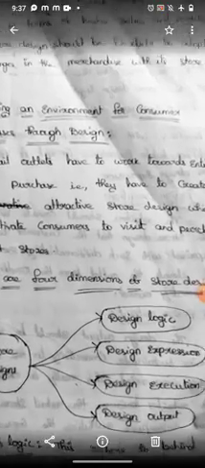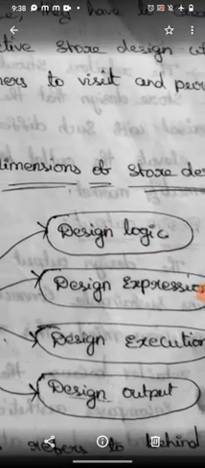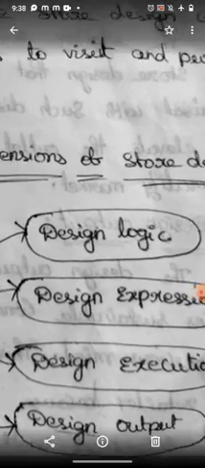So there are four dimensions of store design. What are the four dimensions of store design? They are design logic, design expression, design execution, and design output. Let's see what design logic is. The design logic is the first one we are going to see.